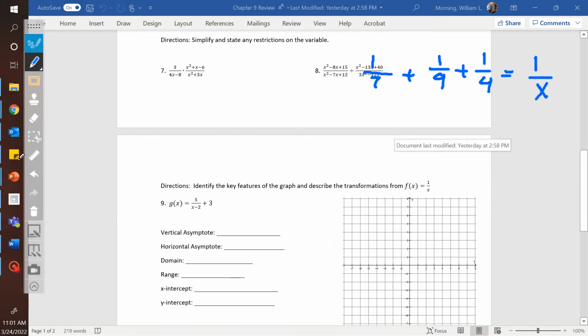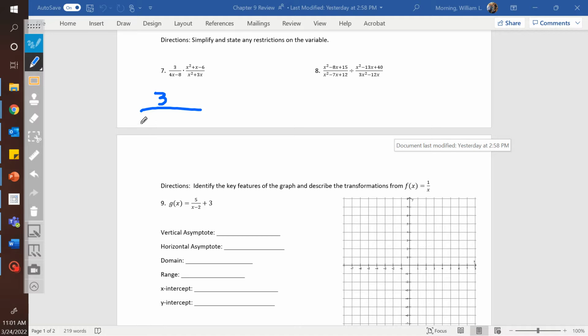Number 7 and 8, we are simplifying and stating any restrictions on the variable. Okay, so in order to simplify, we are factoring. So we factor out the 4 here to get x minus 2.